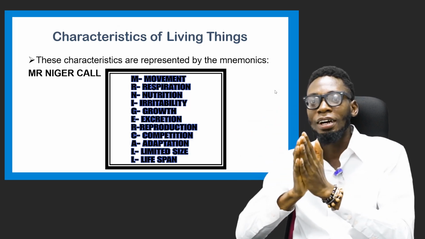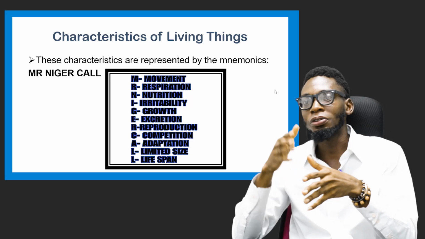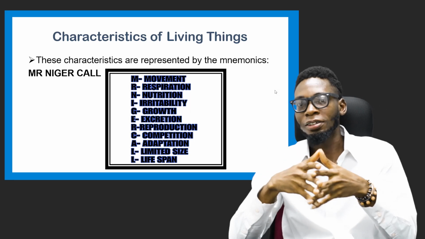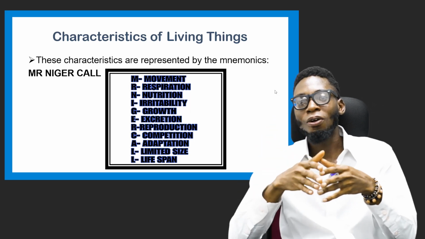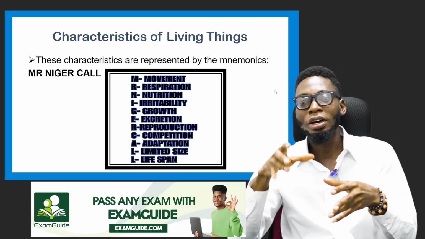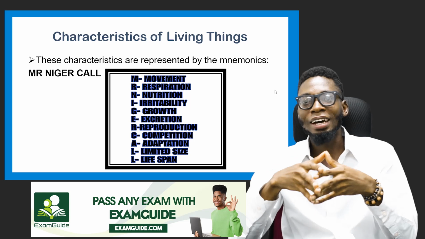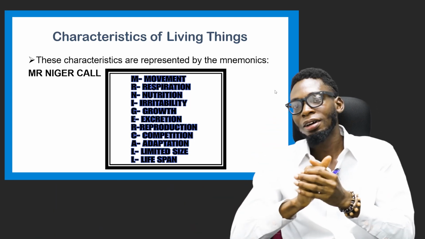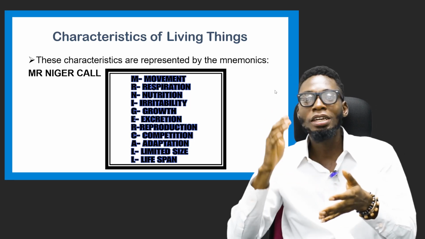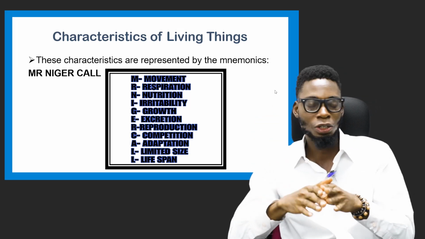The M in Mr. stands for movement, while the R stands for respiration. The N stands for nutrition, I for irritability, G for growth, E for excretion, R for reproduction. The call, that is C-A-L-L: the C stands for competition, the A, adaptation, L, limited size, and the last L for lifespan.